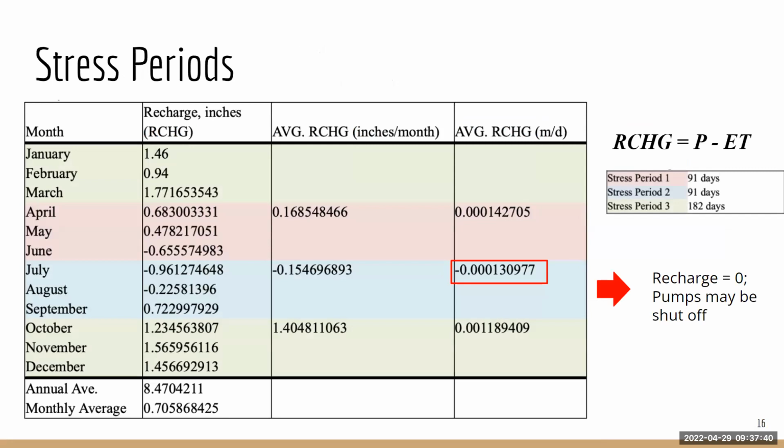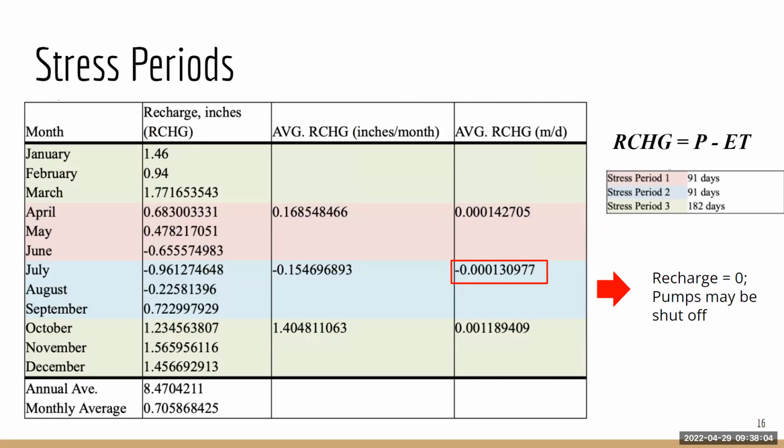And the way MODFLOW works is it operates with stress periods. And so each one of these is a different stress period. The colors are not showing up very well, but what we did was we averaged the recharge values for each month, and we compiled them into one value. And that was the value we used for that month. So we're assuming that the recharge from April to June is that value.